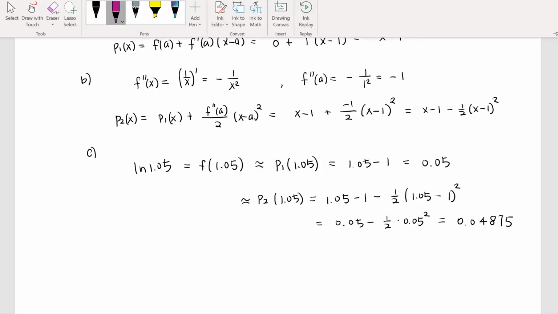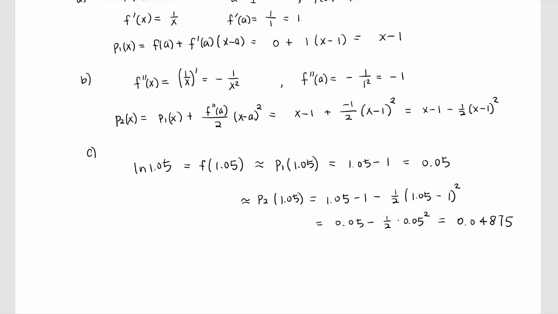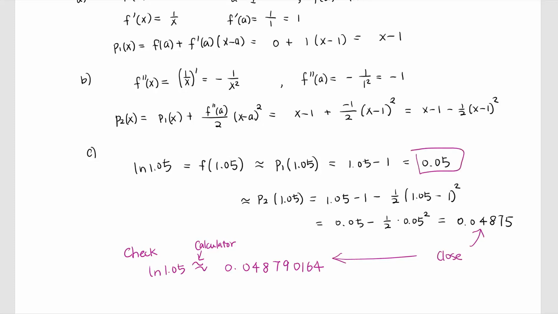Okay, so let's check our work. The good thing about this problem is we can always check our work. ln of 1.05, now plug it into your calculator. I hope everybody can put it in with me. 1.05. My answer is 0.048790164. Are they close? Yes, they're close, and you can see the quadratic approximation is closer than the linear approximation.